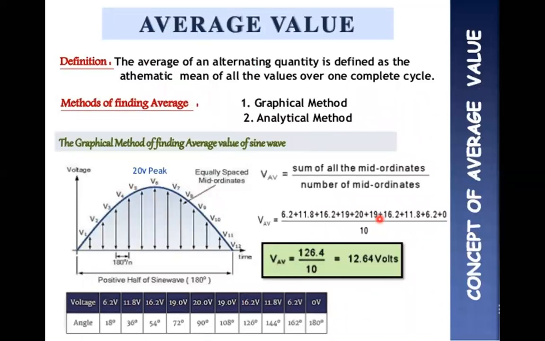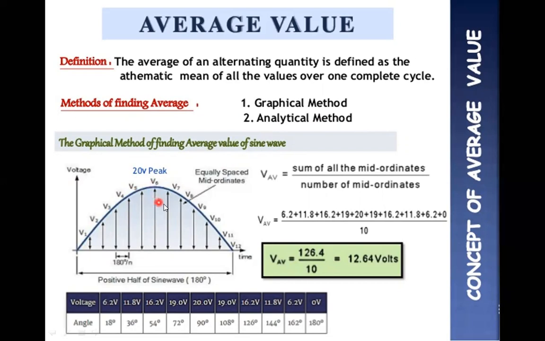Let's define exactly the average value now. The average of an alternating quantity is defined as the arithmetic mean of all the values over one complete cycle. This is what we have defined. So for each degree, each angle, you can see the voltage. This is a graphical method, and you will also have the analytical method.